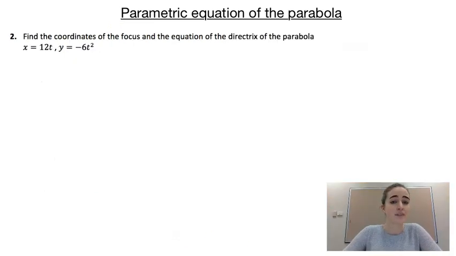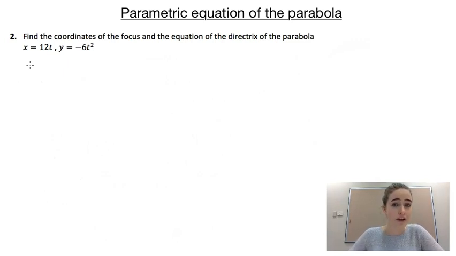For our second example, we're asked to find the coordinates of the focus and the equation of the directrix for the parabola x equals 12t, y equals minus 6t squared. So there's two methods you could use to solve this problem. One is you could rewrite these and translate it into a Cartesian equation. And then once it's in that standard Cartesian form, you can find the focal length, and then you can draw a sketch and you can find out your focus and your directrix.